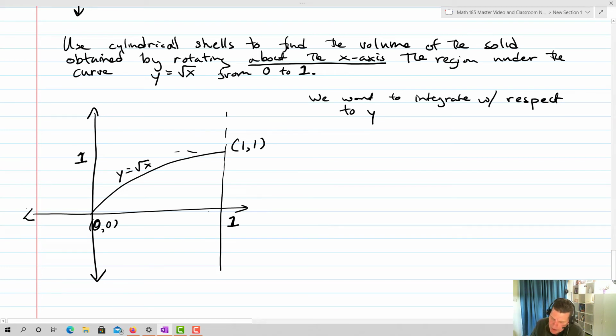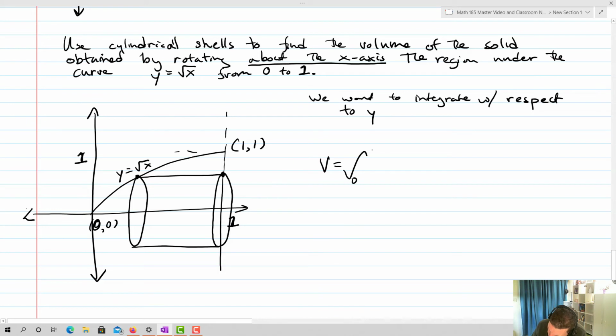So now what I want to do is imagine what one of my cylinders is going to look like. So let's take this one right here, and I'm going to draw my cylinder. There you go, and there's my cylinder right there. And my volume is going to equal the integral from 0 to 1, because that's my region, and it'll be 2 pi. And then there's my radius, my r, and r is just whatever value of y I have. So it's going to be 2 pi y, because r equals y.